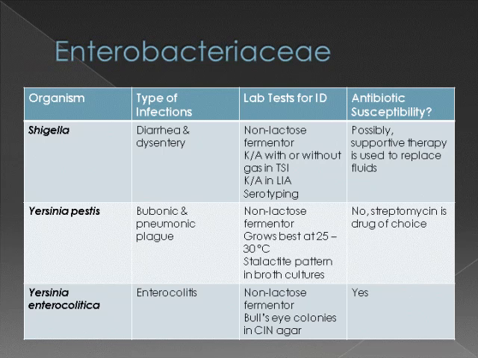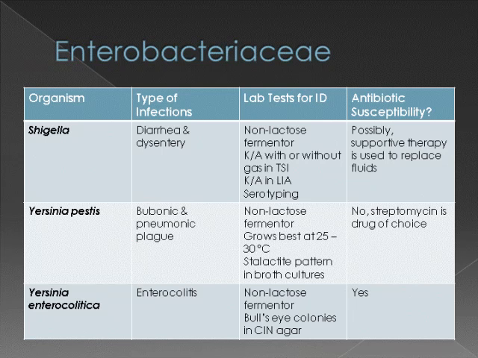Next, we have Shigella. Shigella causes diarrhea and disease. It is a non-lactose fermenter. It is K over A with or without gas in TSI, and K over A in the LIA as well. Serotyping is needed to identify which serotype of Shigella it is. And again, susceptibility might possibly be done. More commonly, supportive therapy is used to replace the fluids lost from the diarrhea and dysentery.